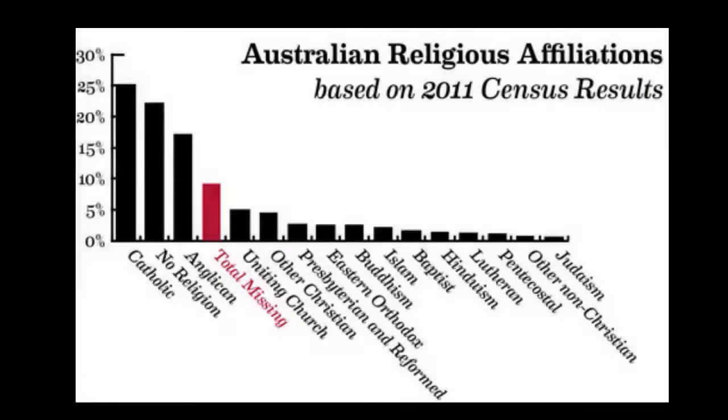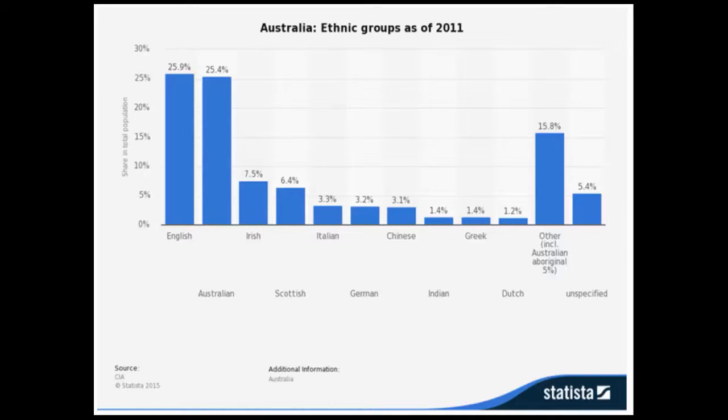Now, let's discuss the sociocultural section of Australia. Australia has many religions, with Catholic being the most prominent. Approximately 23% of Australians report having no religion, and approximately 18% are Anglican, which is traditional with the Church of England. Australia has a very diverse set of ethnic groups in the country. English make up 25.9% of the people, while Australians make up 25.4%. Aboriginal Australians make up 15.8% of the population.